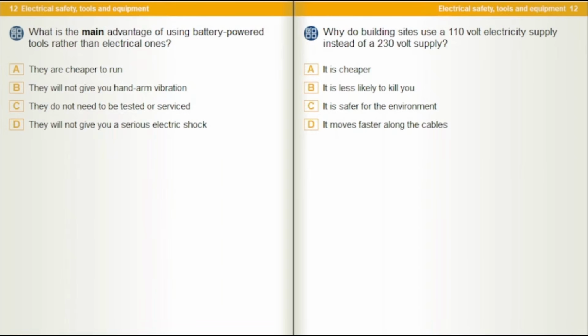What is the main advantage of using battery-powered tools rather than electrical ones? They are cheaper to run. They will not give you hand-arm vibration. They do not need to be tested or serviced. They will not give you a serious electric shock.